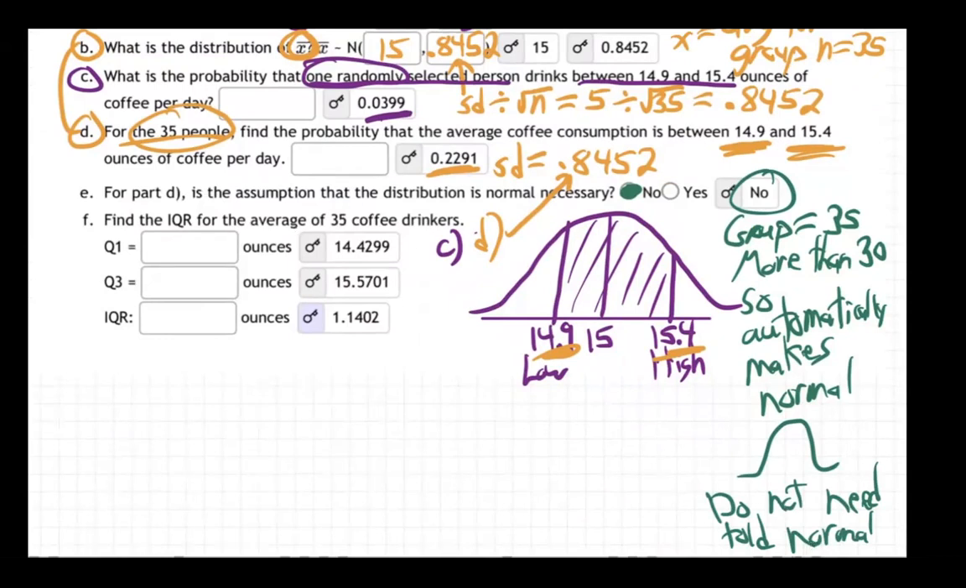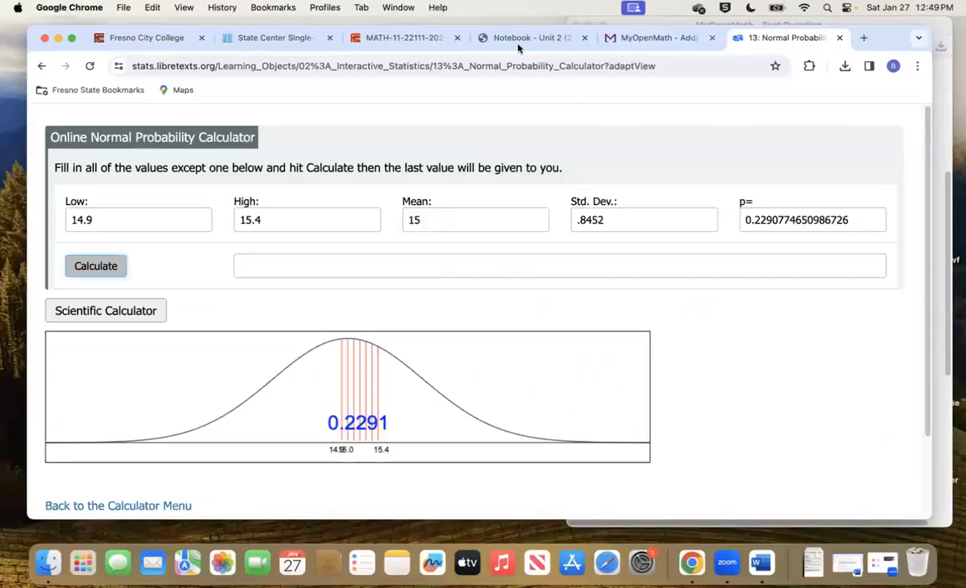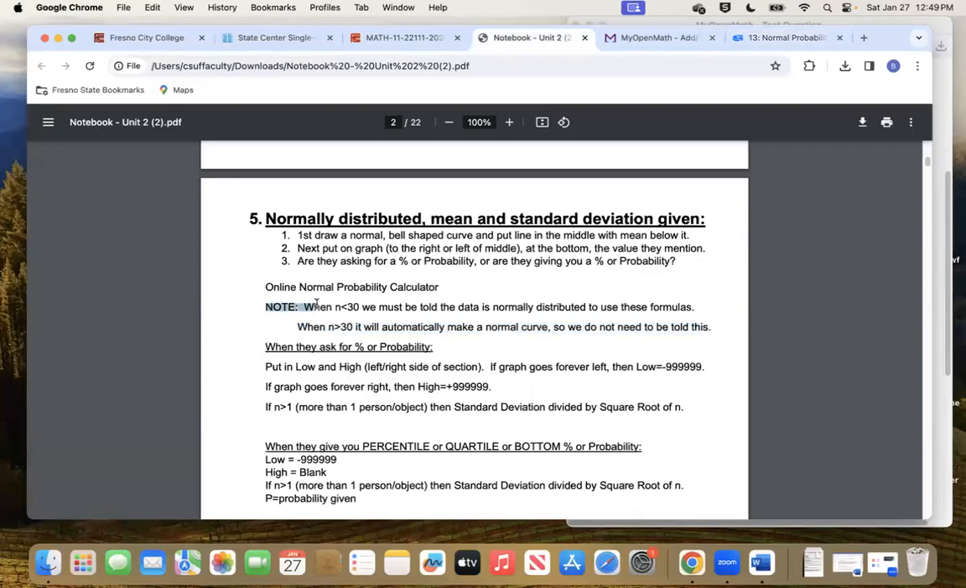If you look at the notes, in fact, maybe it'd be worth it. All right, I'll go back. I'm going back and forth a million times, but here we go. In the notes right here, it says, note: when n is less than 30, we must be told the data is normally distributed to use these formulas. When n is greater than 30, it will automatically make a normal curve, so we do not need to be told this.